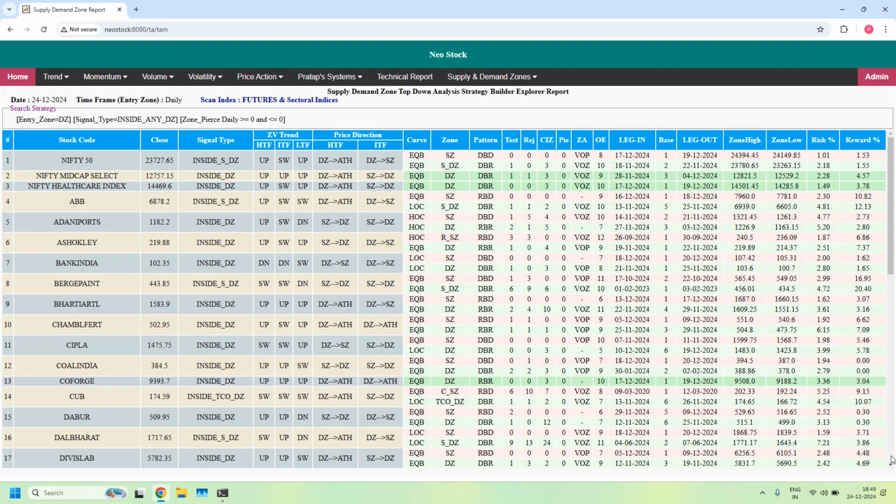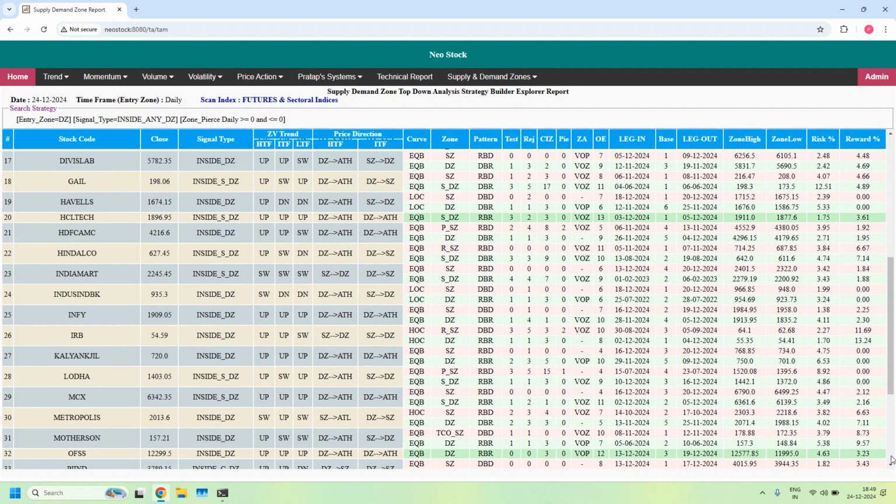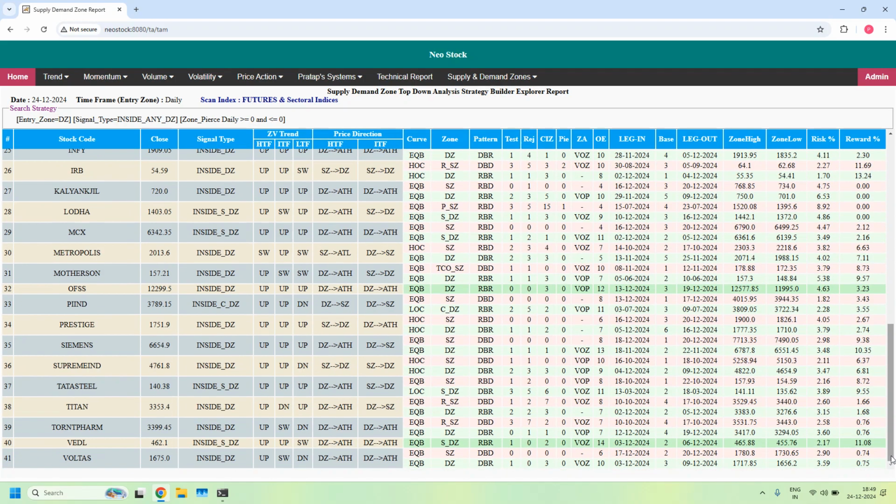I am scrolling the list down. So 41 stocks are filtered. Currently price closed in these 41 daily demand zones. Okay, now we can further filter this list based on daily demand zones having daily EMA confluence.